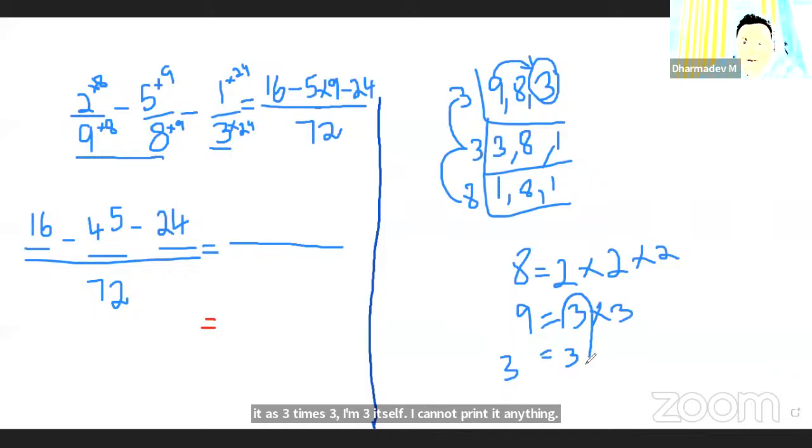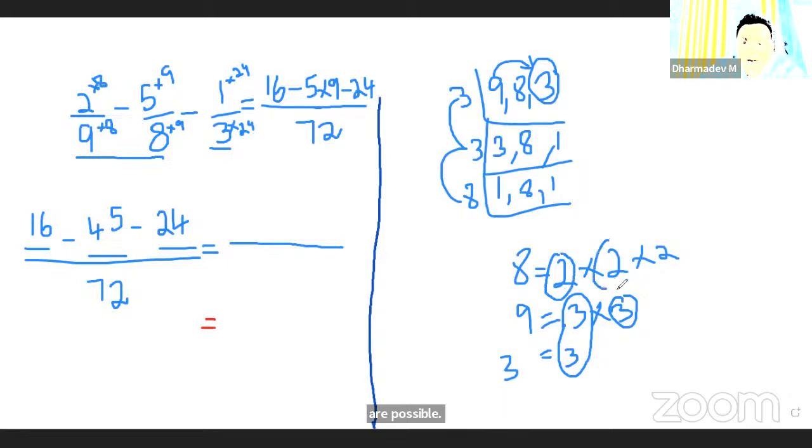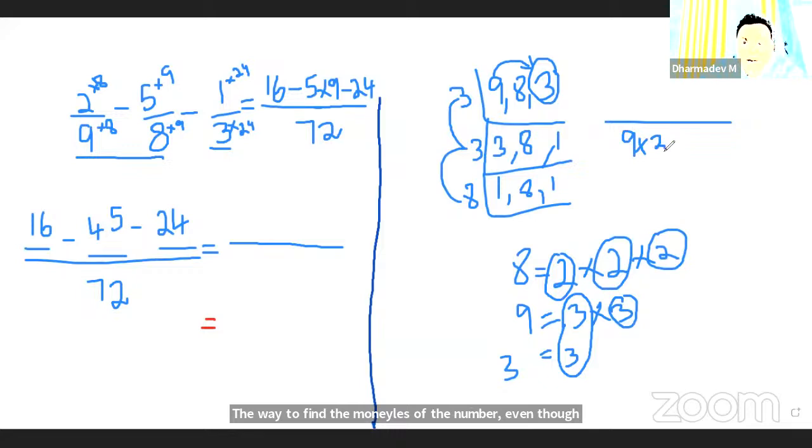So I'm combining the numbers which are possible; if not, keep it as it is. This is what is called the least common multiple, the way to find the multiples of the number. Even though you multiply like this, nothing wrong. You can do it like this also, no worries. Are you clear with that?